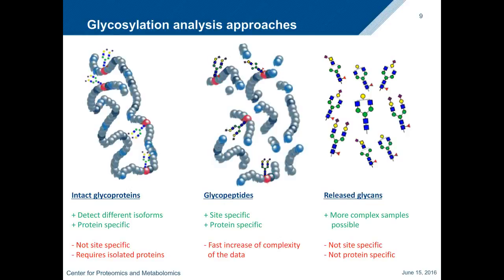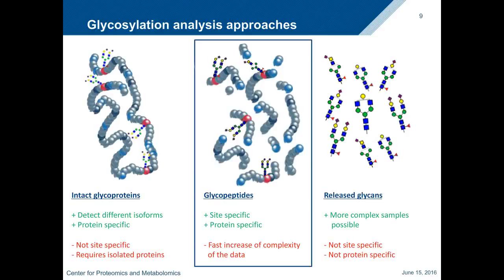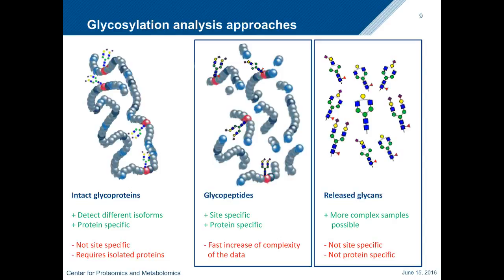The released glycans you might want to use if you really have complex samples, and you don't really care about the site specificity or the protein specificity, you just want to see a glycoprofile. In this case, you can use the released glycans. In my research, I mainly focus on glycopeptide research, but we also just recently started to explore the possibilities with CESI-MS using released glycans.